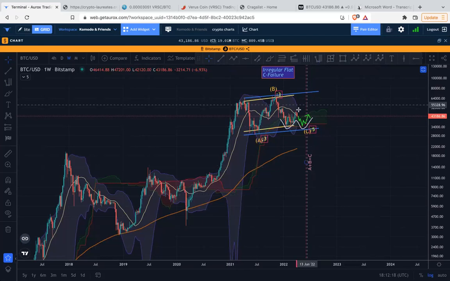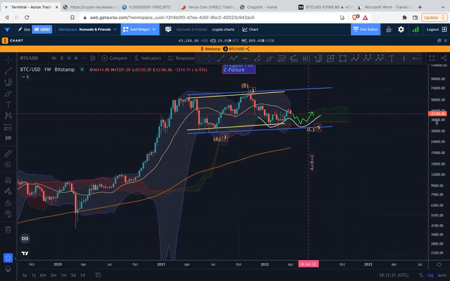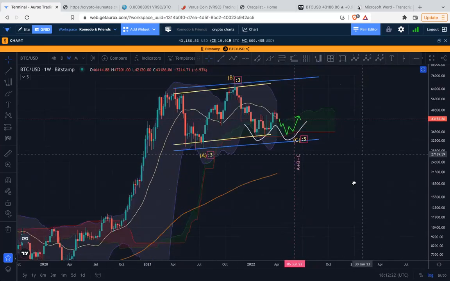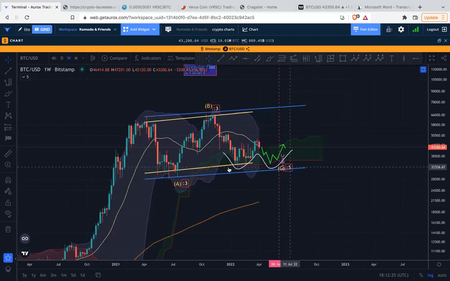But of course, don't take my word for it. Let's just stick around and watch and find out. Overall, these seem to be really good levels to be picking it up if you're looking to buy. And currently, it looks like down is the local direction it wants to go.